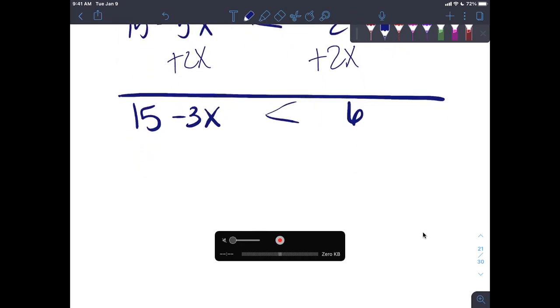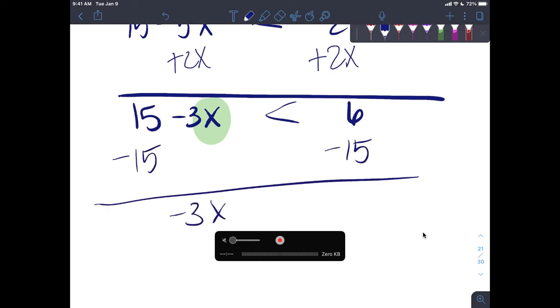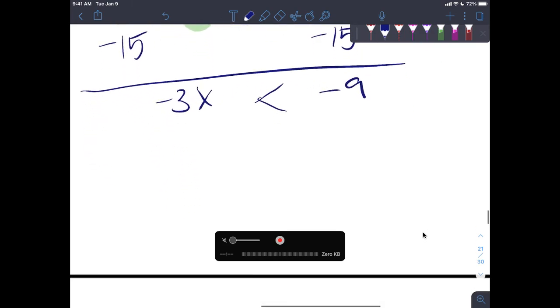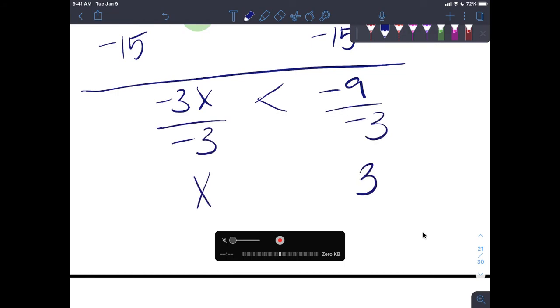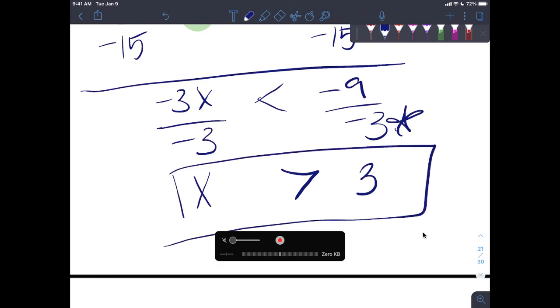Now I'm going to ask myself, okay, what do I need to get by itself? Well, I need to get that x by itself. So let us go ahead and do an exciting move, get rid of whatever is not touching my x. I ask myself, did I multiply or divide by a negative number on both sides? No, I did not, so my symbol stays the same. Finally, I'm going to divide by the coefficient of x. And I end up here, and I ask myself, did I multiply or divide by a negative number? I did. My symbol changes directions. My answer is all real numbers greater than 3.